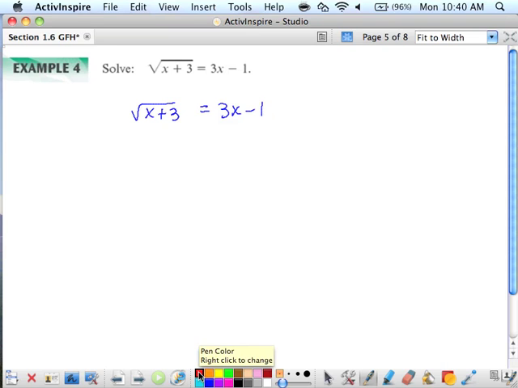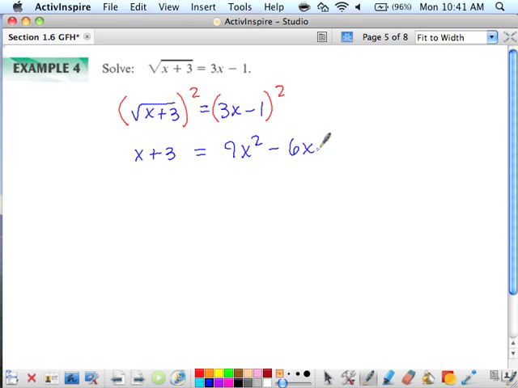So here's where a lot of people make their mistake. Square the left, square the right. Well, what's the right side? It's a binomial squared, and you're not allowed to square individually. You can't just say, oh, let me square the 3x and let me square the negative 1. That won't work. You have to actually square the entire binomial either by foiling it or by using the double square shortcut. Left side's not too bad. We get x plus 3. And the right side double squares out to 9x squared minus 6x plus 1.